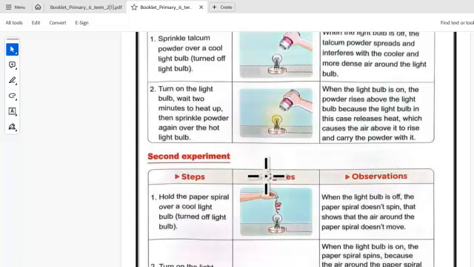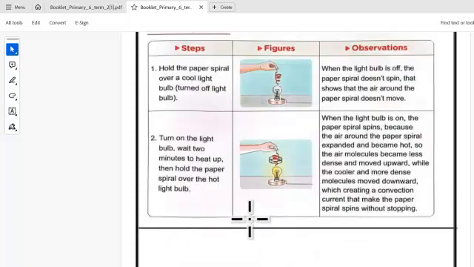Second experiment: hold the paper spiral over a cool light bulb, turned off. When the light bulb is off, the paper spiral doesn't spin. That shows that the air around the paper spiral doesn't move. Turn on the light bulb, wait 2 minutes to heat up, then hold the paper spiral over the hot light bulb.